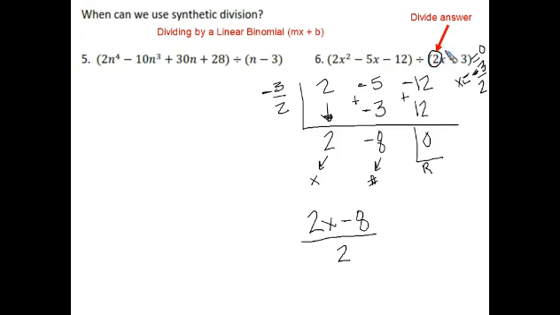Very similar to what we're doing here. Okay, so this is what's tricky. When you have a slope, notice how the first one was 1, so that doesn't really change anything when we divide by 1. But if we have a slope in our linear binomial, we have to divide our quotient by that. 2 divided by 2 would give us a 1x, and negative 8 divided by 2 would give us a negative 4. So our actual quotient is x minus 4. That's the one little tricky thing about using synthetic division. You gotta watch out for that slope.